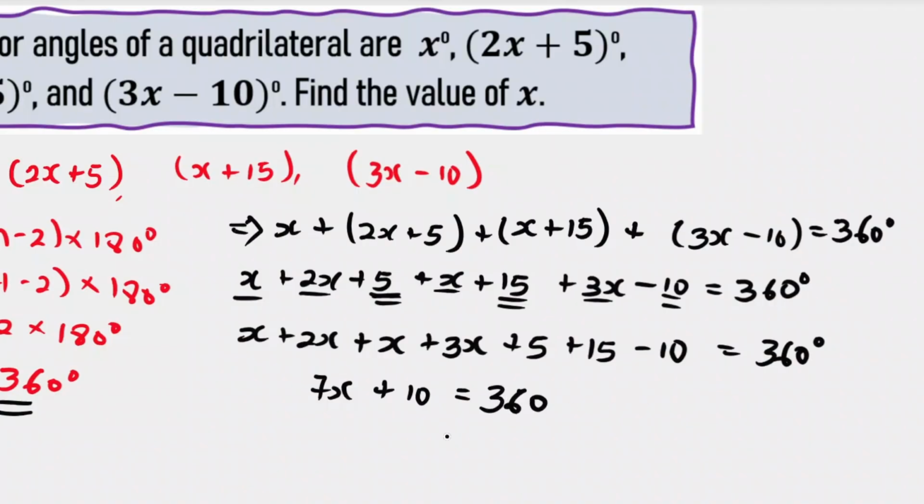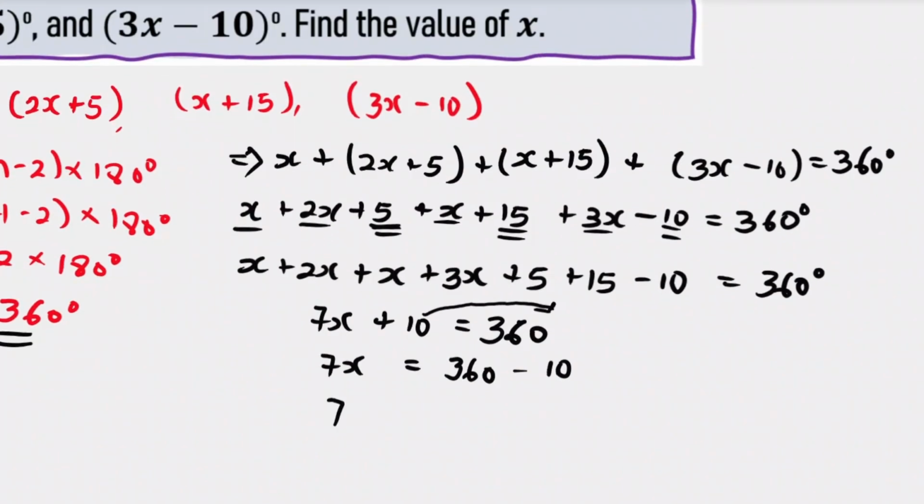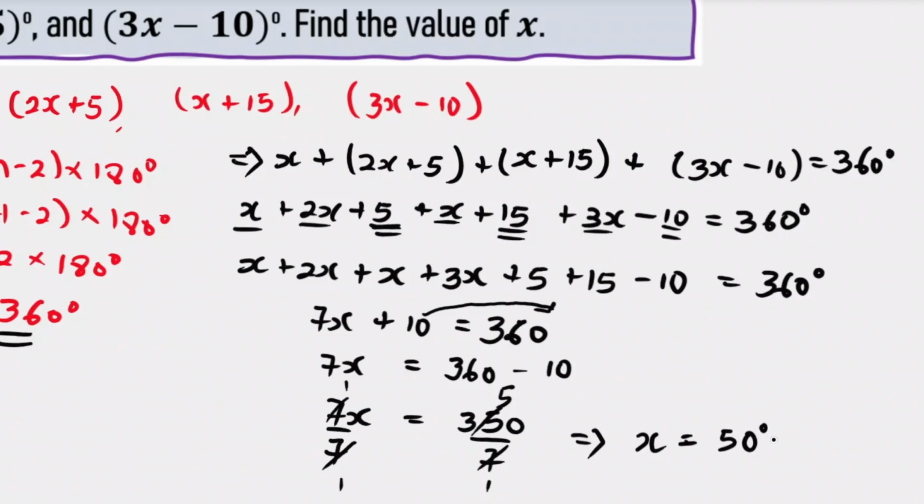360 degrees. So at this point, we have to take 10 to this side, or we subtract 10 from both sides. So that's going to be 7x equal to 360 minus 10, which simplifies to 350. So we have to divide here by 7, here too by 7. So 7 will just do away with 7. Now we have x. 7 can go into 35, 5 times. So that means we're going to get 50. So this implies that x is equal to 50 degrees. So that is how we can find the value of x.